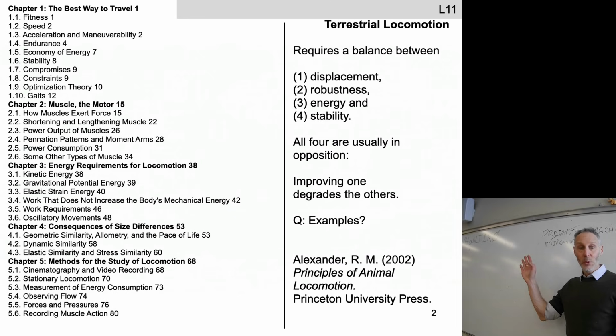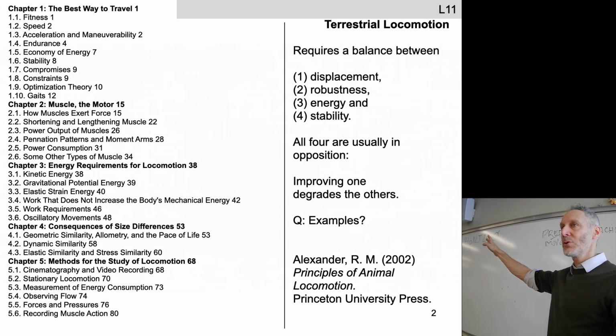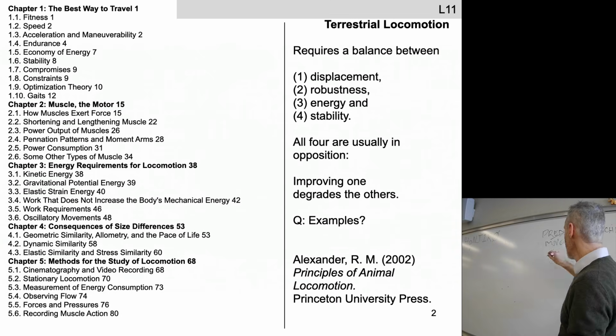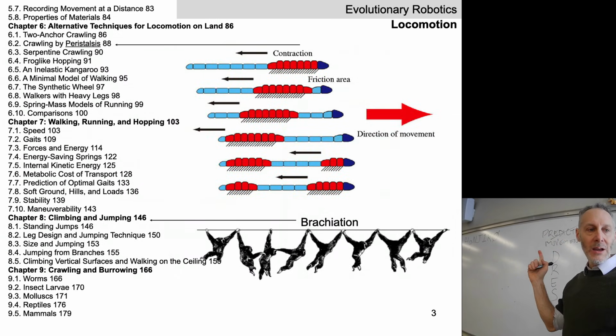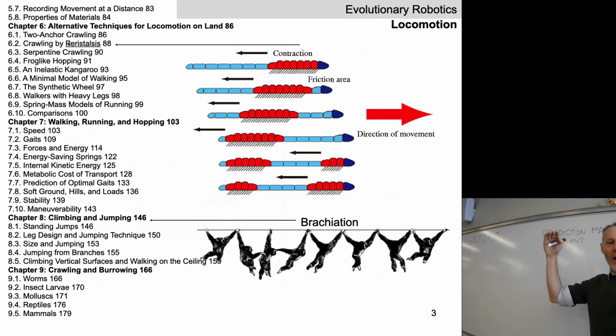Okay, the important thing I want you to take away from this slide and lecture 11 is this, these four desiderata: displacement, robustness, energy, and stability. Okay, all right, back to the book. Chapter 6 and onward starts to go through all the different ways that Mother Nature has discovered movement for animals. Crawling, peristalsis, hopping, so we mentioned slithering already.